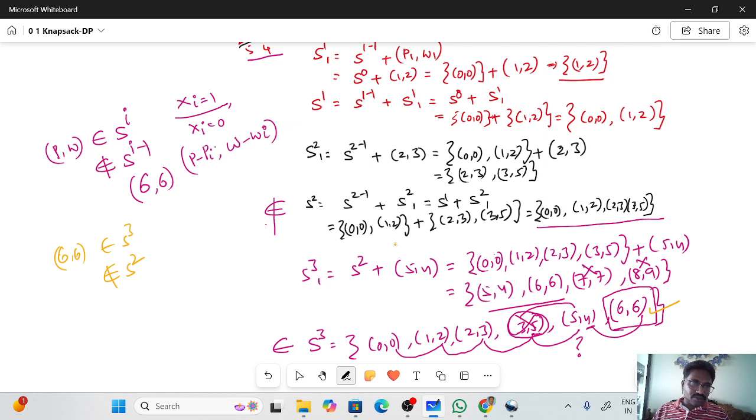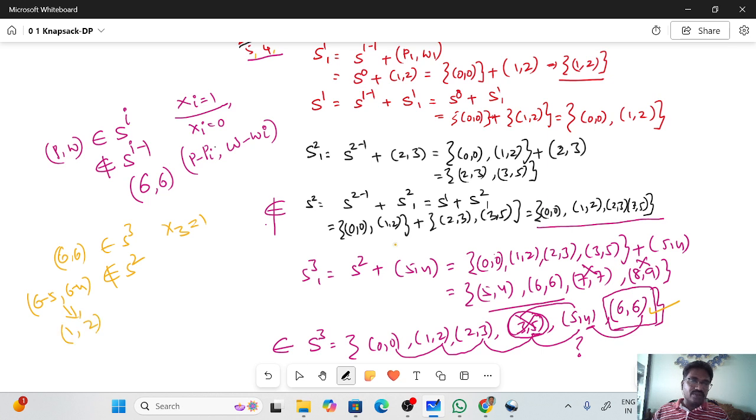When the condition is true, what is the item now? Item 3. Nothing but x3 is 1. If x3 is 1, what about the profit and weight? You must update. What is the third item profit? 5. What about the third item weight? 4. You must subtract it. Nothing but 6 minus 5 and 6 minus 4. You are getting the new pair. What is 6 minus 5? 1. What is 6 minus 4? 2.